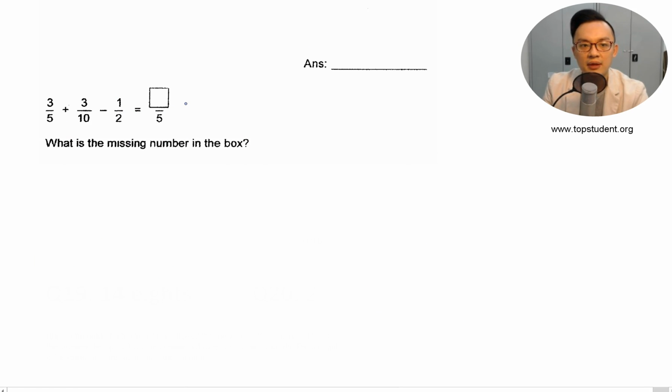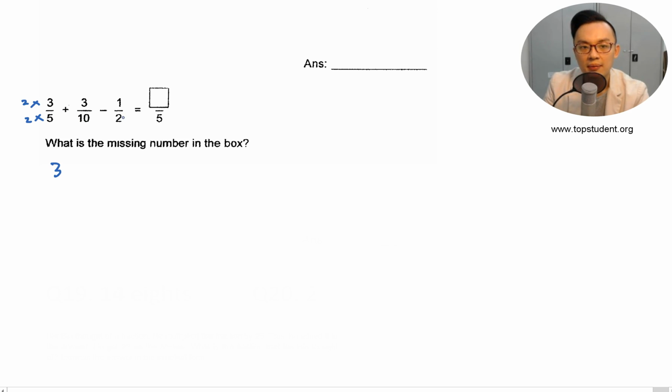What is the missing number in the box? You have 3/5 plus 3/10 minus half equals to how many? For this kind of question, you need to make all the denominators the same. The lowest common multiple of 5, 10, and 2 is actually 10. You have to realize that. To do that, I need to multiply by 2. If I multiply by 2 below, I need to multiply by 2 on top.